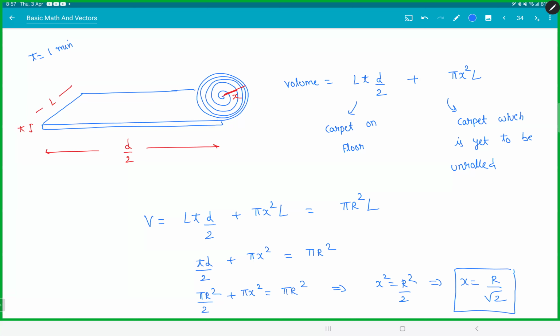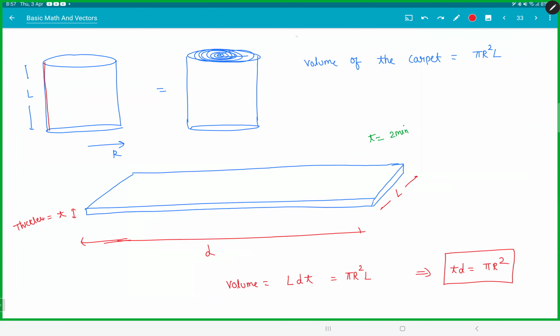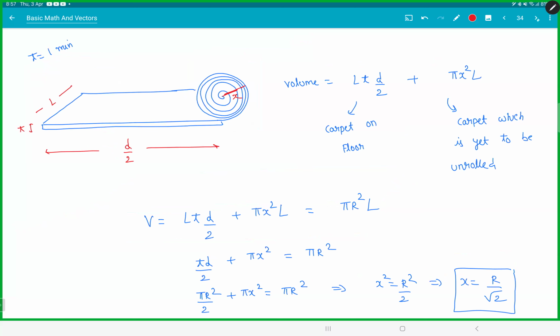Is that making sense, everyone? See again what I did. First thing I did, I found the volume at t is equal to 0. I found the volume at t is equal to 2 minutes, which is completely a cuboid. So basically a cylinder became a cuboid. At t is equal to 1 minute, you have a small cylinder and you have some cuboid. You're getting partially both of them. So basically I found volume at 0, at 1, and at 2, and I equated all of them, because volume is always constant. No matter how you roll the carpet, the volume will remain constant. Is this clear, everyone?